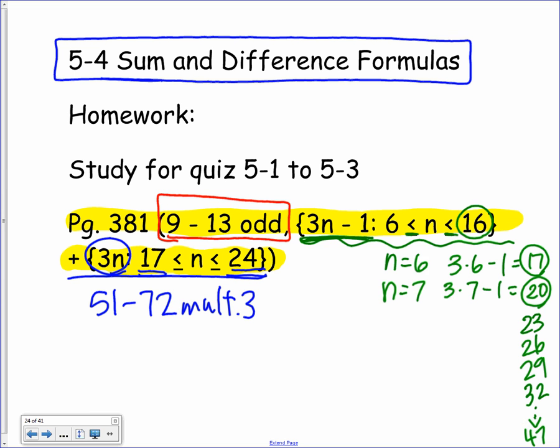I don't know when the bell will ring for this set of notes, so just be mindful that we'll get as far as we can. Next class, we'll finish them up, and we're taking a quiz over sections 5-1 to 5-3, so please be aware of that. And then the following class after that, we'll practice sum and difference formulas. So we'll be on sum and difference formulas for a couple of days here.